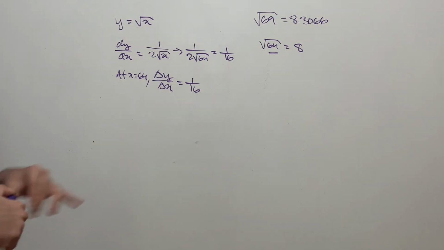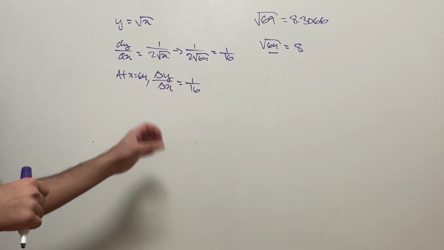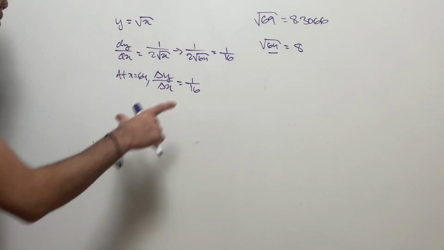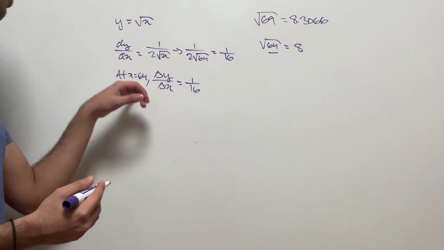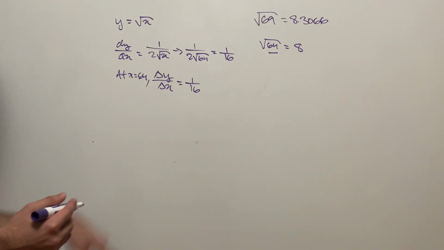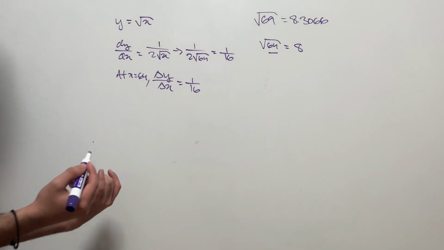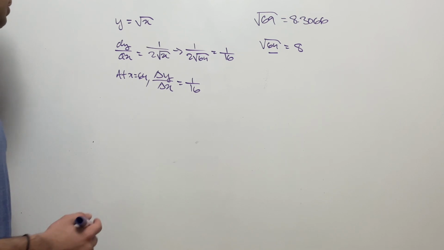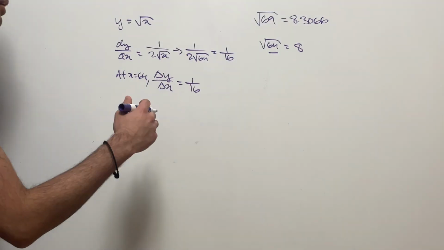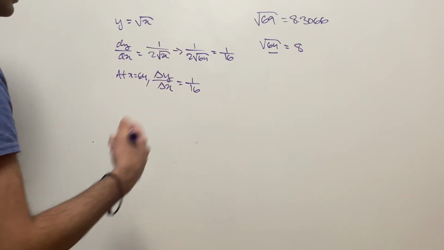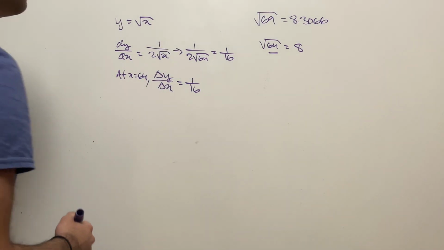So basically, what this is saying is that the macro scale slope at x equals 64 is 1 over 16. So if we move 1 away from 64 to 65, y is going to change by about 1 over 16. So delta x is 1, delta y is equal to 1 over 16. If you move to x equals 65, y goes up by 1 over 16.